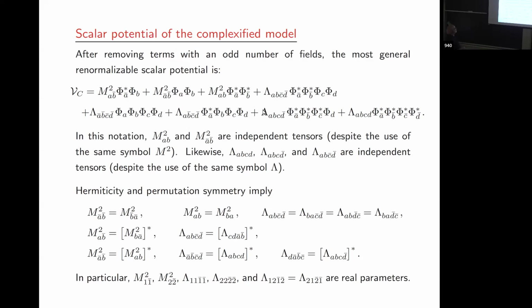Here I've written it. So for instance, if I take M squared AB and I take the star of it, I get M squared A bar B bar. So that means that this term is really the Hermitian conjugate.